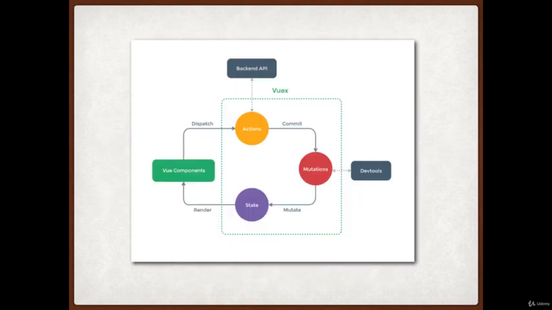So this is the diagram of what is Vuex. There's actions, mutation, state, and view components. So let's go through it one by one. So actions are when you click a button, like when you update or add a product, that is considered an action. And next is mutation.